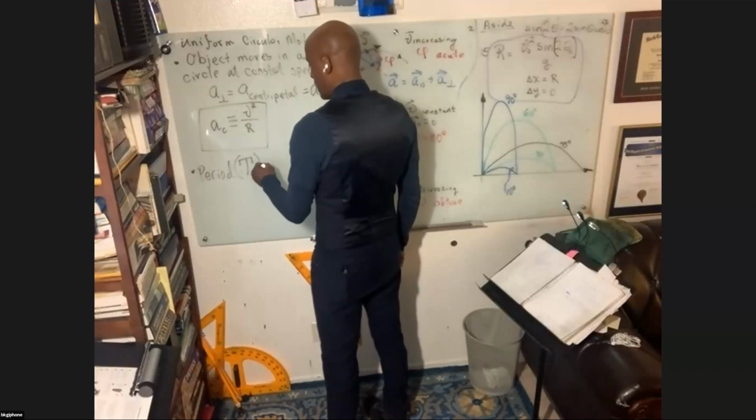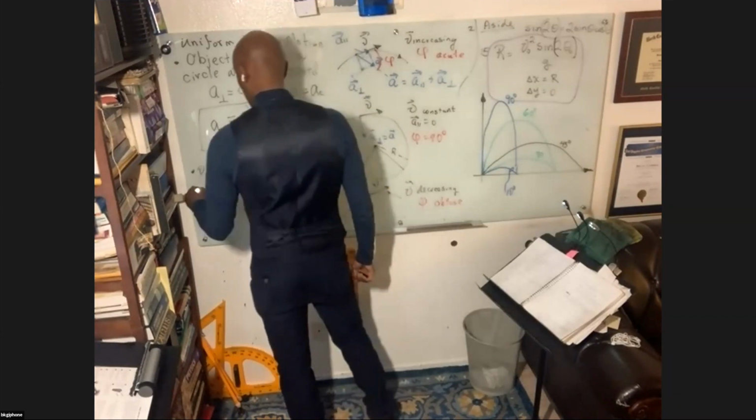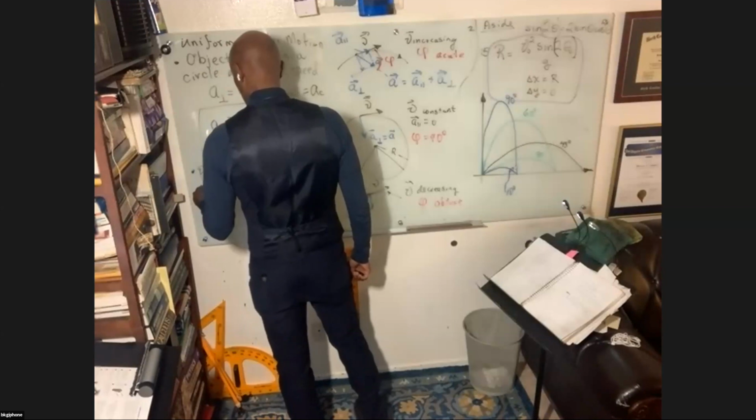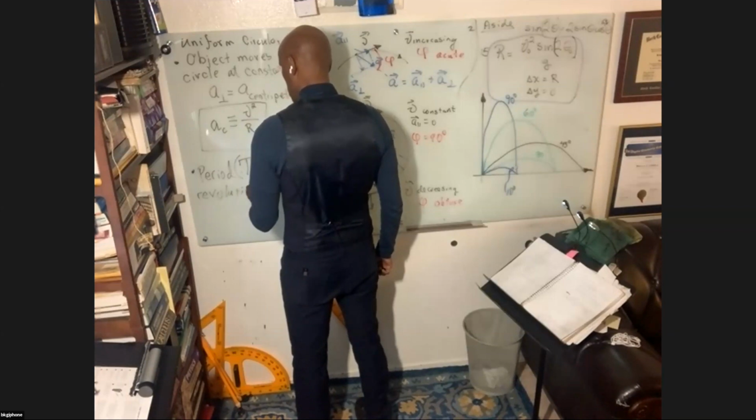So a period is defined as the time of one revolution or one cycle of motion. One revolution or cycle.